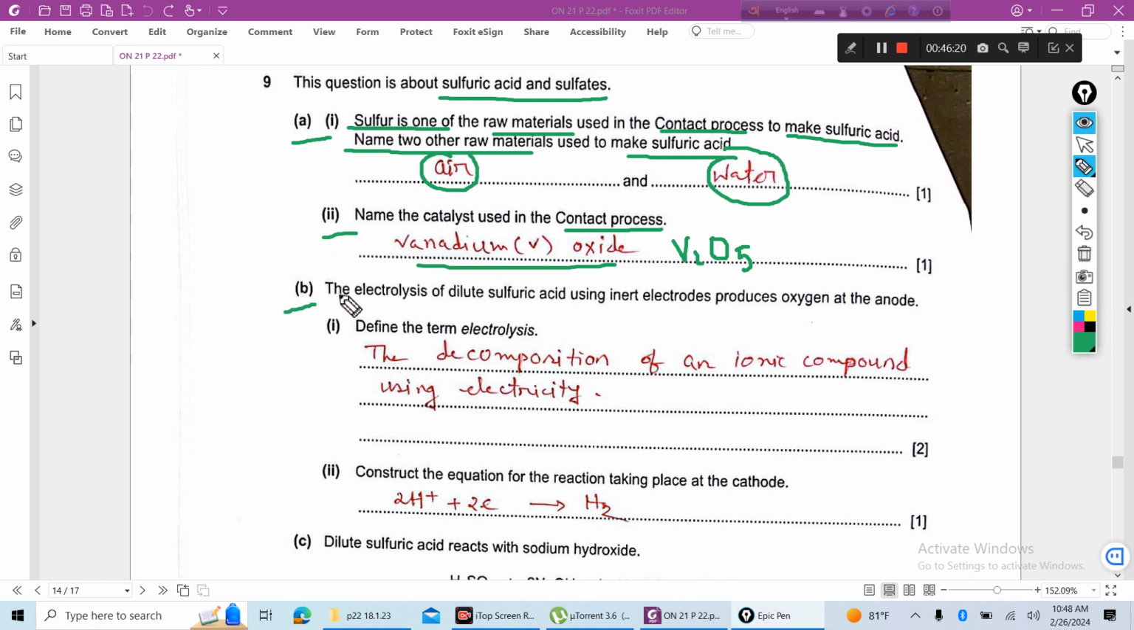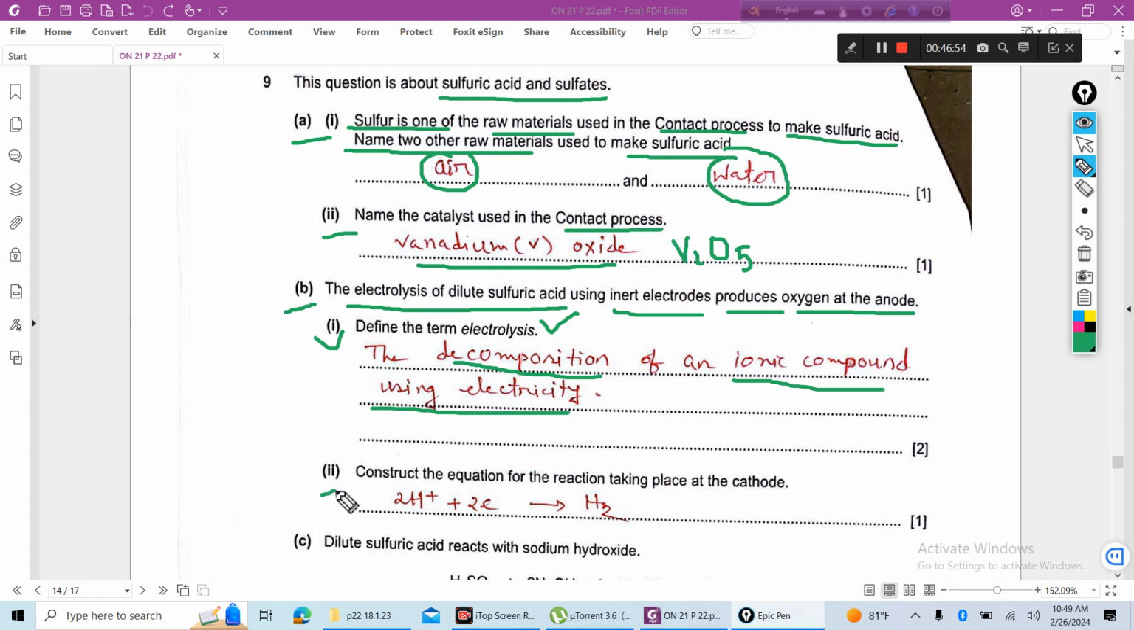Now B. The electrolysis of dilute sulfuric acid using inert electrodes produces oxygen at the anode. Now question is asking define the term electrolysis. You know, the decomposition of an ionic compound using electricity, or the breakdown of an ionic compound by the passage of electricity is known as electrolysis.